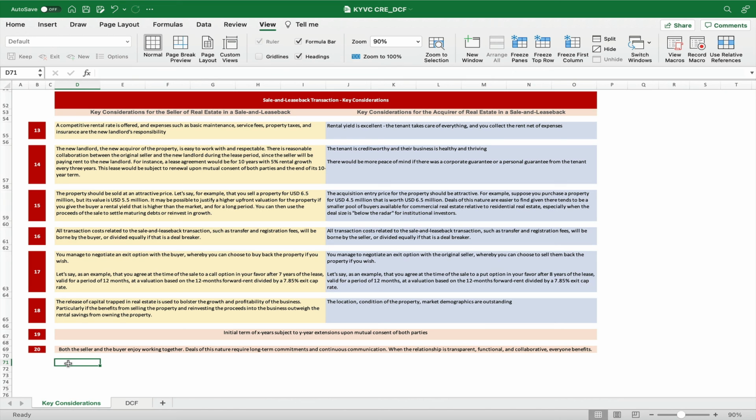The last and final and probably most important point is that both the seller of the real estate and the incoming buyer enjoy working together, because deals of this nature require long-term commitment and continuous communication. When the relationship is transparent, functional, and collaborative, it could be a win-win. It should not be a zero-sum game. The second it starts becoming a zero-sum game is when things start becoming tense and potential litigation issues might arise. So this is a very important point, probably more important than the valuation. Only do business with those you enjoy doing business with and those who act with transparency and integrity.